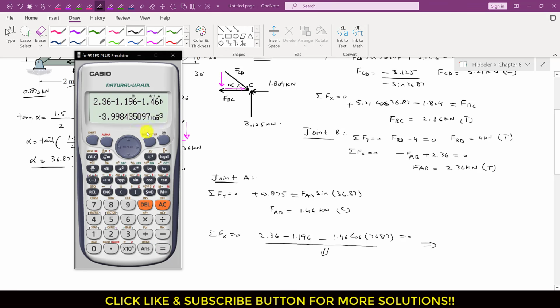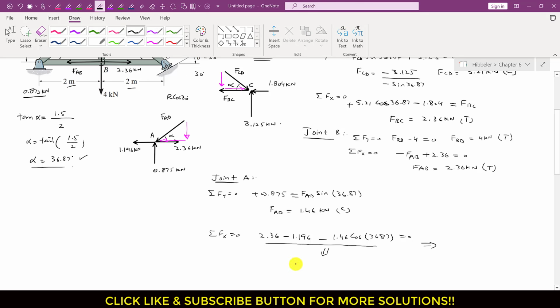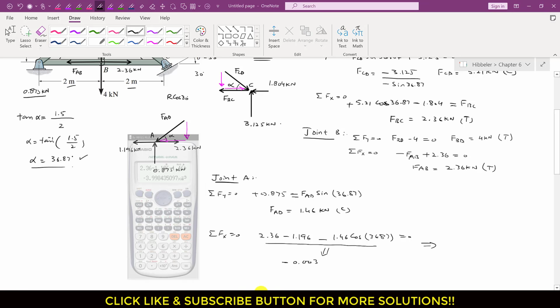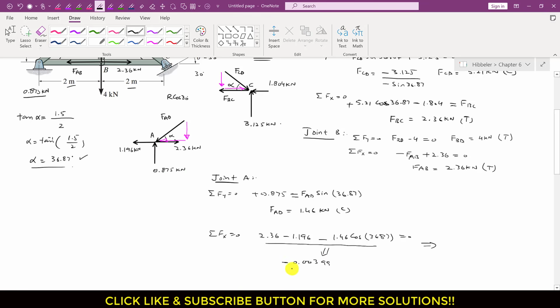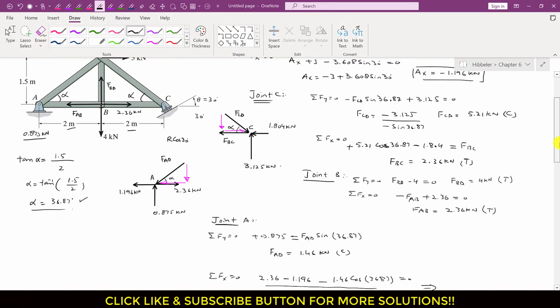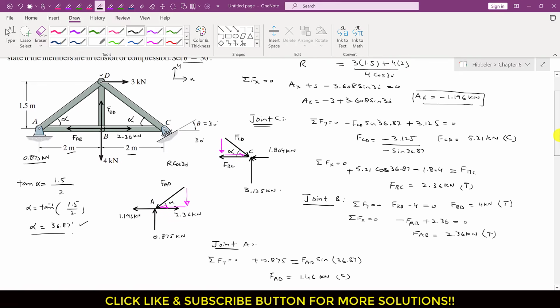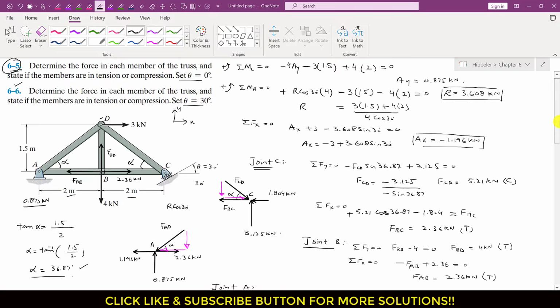So this is approximately 0, right? So this is minus 0.0003, this is minus 0.00399. So this is nearly equal to 0, right? So this is our final check, and we have determined the forces in each and every member. So this is the solution of this particular problem.